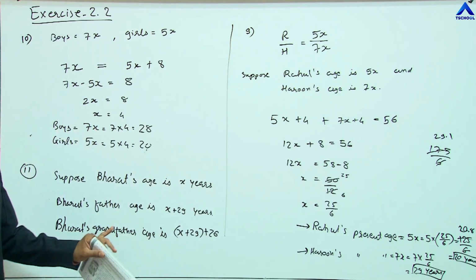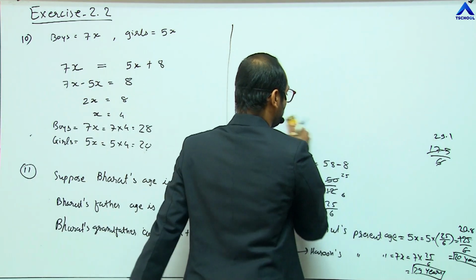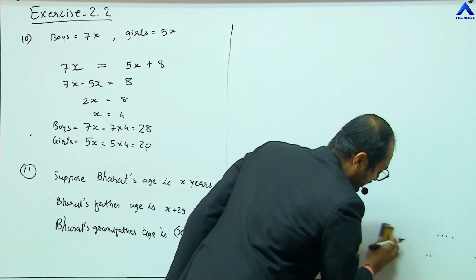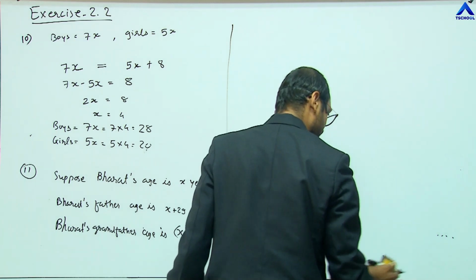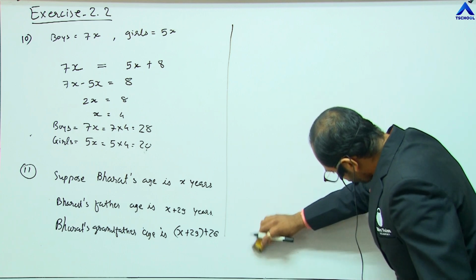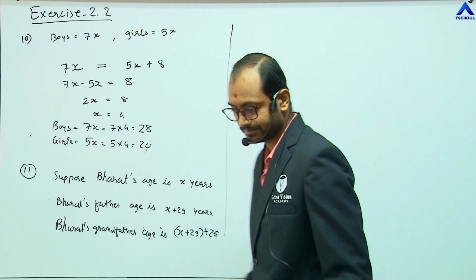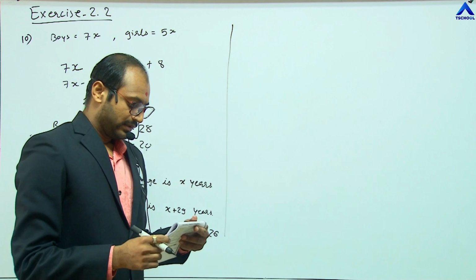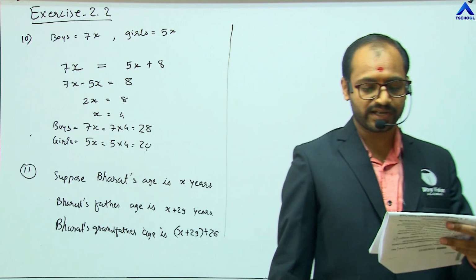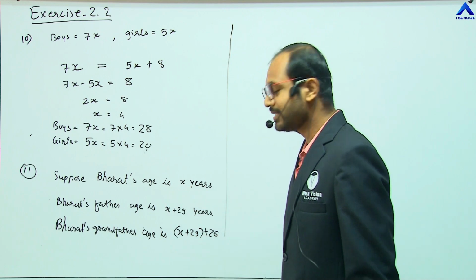Now finish. Now it is so simple to solve. This is quite tough to simplify otherwise. Clear? So now it is easy to find Bharat's age, Bharat's father's age, and then Bharat's grandfather's age. The sum of the ages of all three is 135 years. Clear? That means the sum of these three is 135.